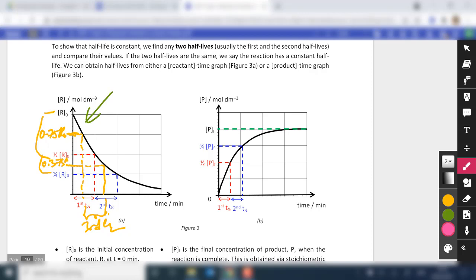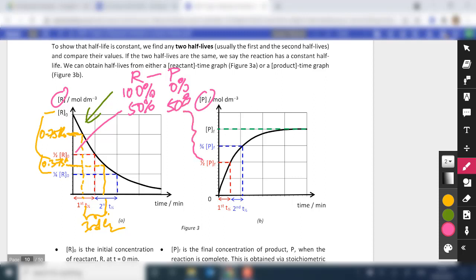But we can always use it as a proxy. What do we mean? Let's say R to P, R to product. If I start out with 100% R, I have 0% product. Agree? Then at 50% R, I will have 50% product, which is why the first t half of your product time graph is from 0 to half P.